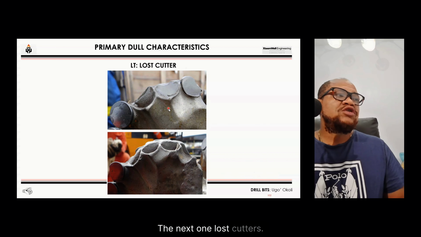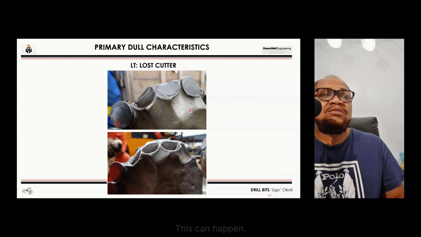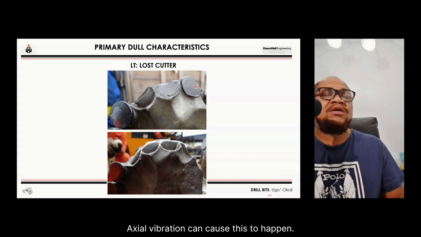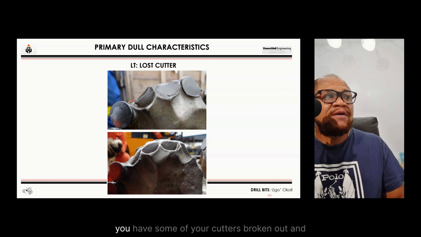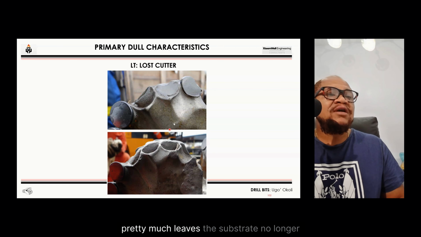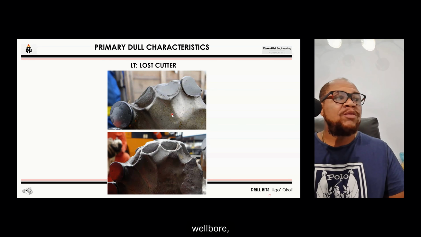The next one, lost cutter. This can happen perhaps when you're drilling a very abrasive formation. Axial vibration can cause this to happen. A junk in hole can cause this to happen. So when this happens, you have some of your cutters broken out, and they leave the substrate, no longer attached to the substrate, and fall down in the wellbore.